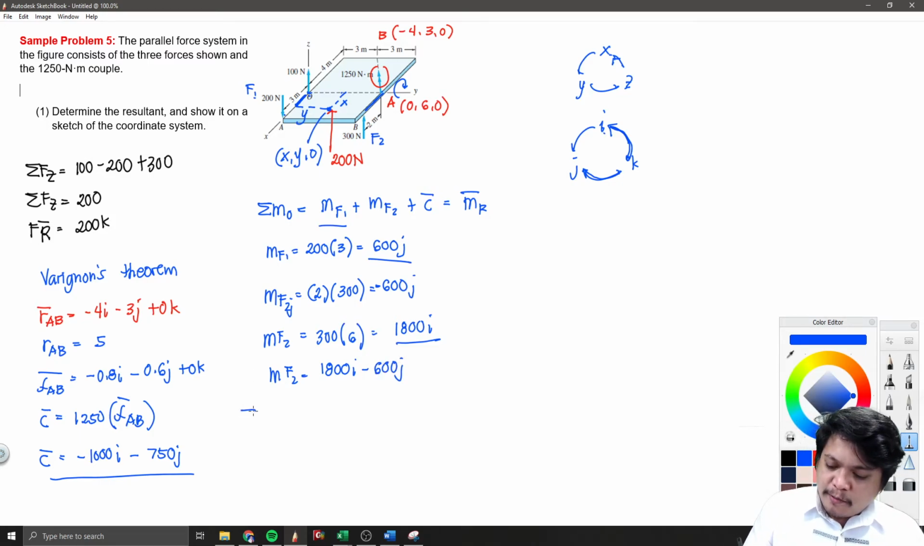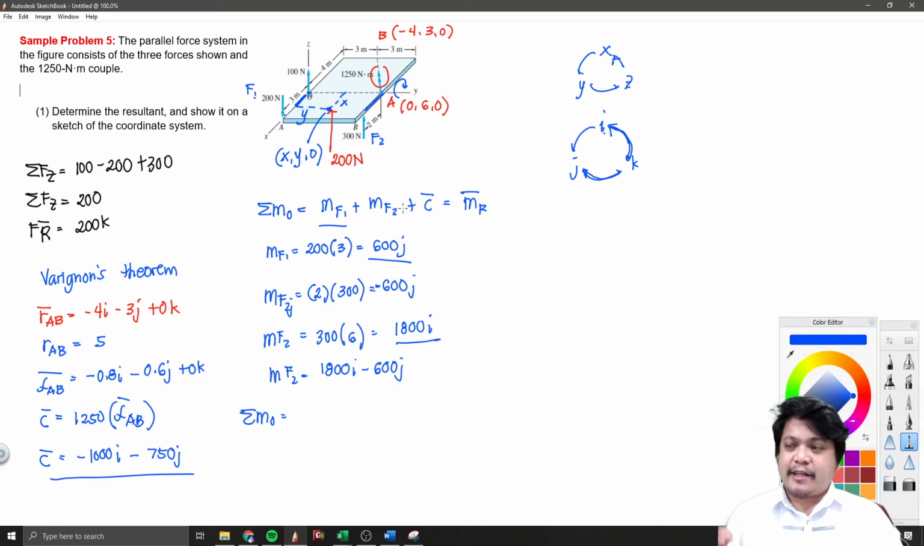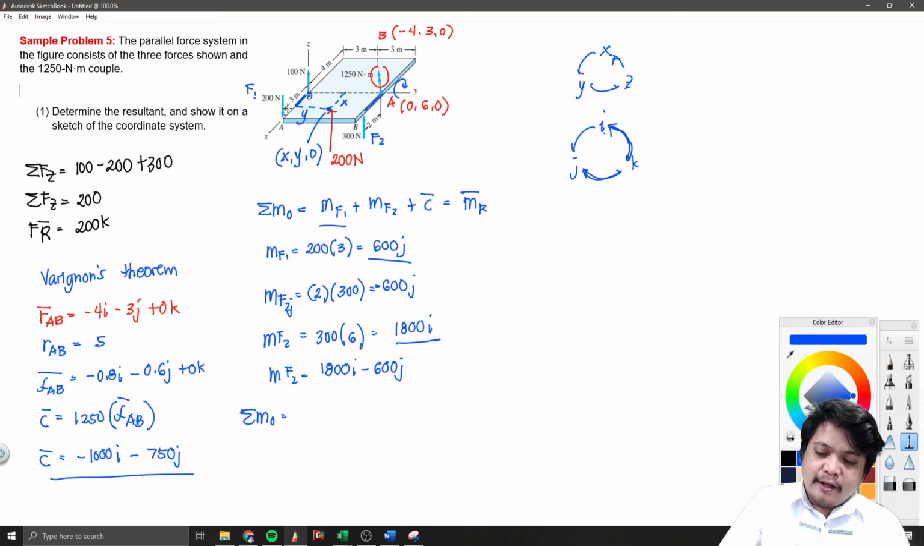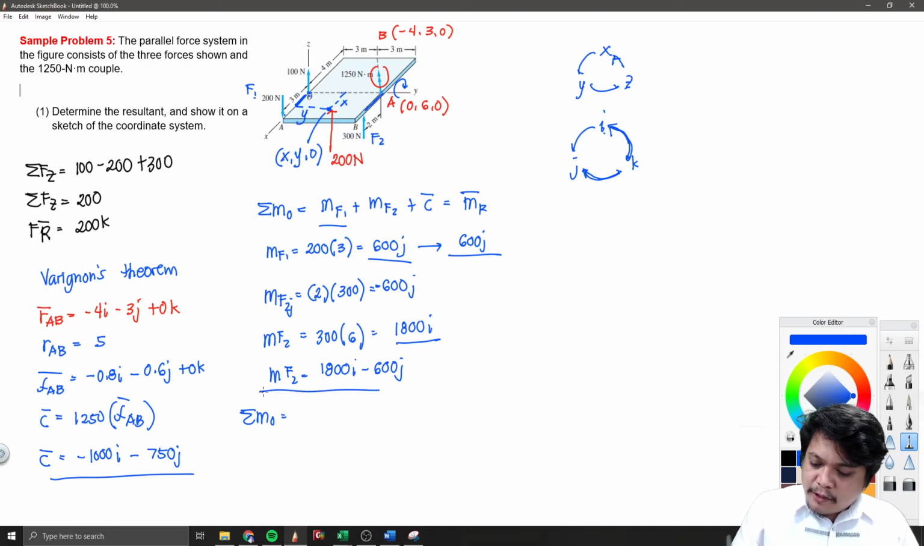Okay? So yung summation moment ko equals to MF1. So ito kasing MF1, kaya siya J lang kasi unang-una tumatama na yung aking force dun sa aking x-axis. So technically wala ka ng moment about the x, no? And then also parallel yun sa z, so wala ka na ring moment about on the z-axis. So you will be having here, pag-aadin lang natin lahat ng I. So lahat ng may I, so negative 1,000 plus 1,800. So you will be having here 800 of I.